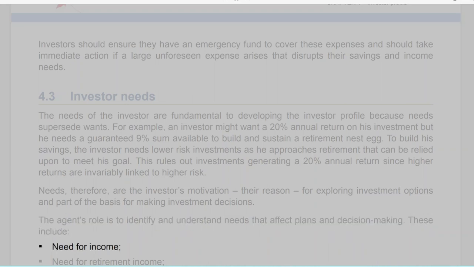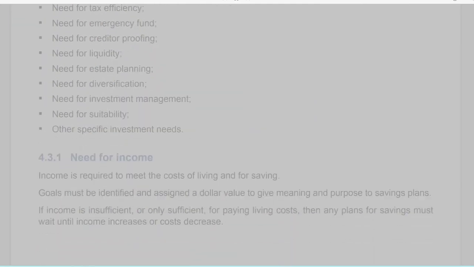These include: need for income, need for retirement income, need for tax efficiency, need for emergency fund, need for creditor proofing, need for liquidity, need for estate planning, need for diversification, need for investment management, need for suitability, and other specific investment needs.